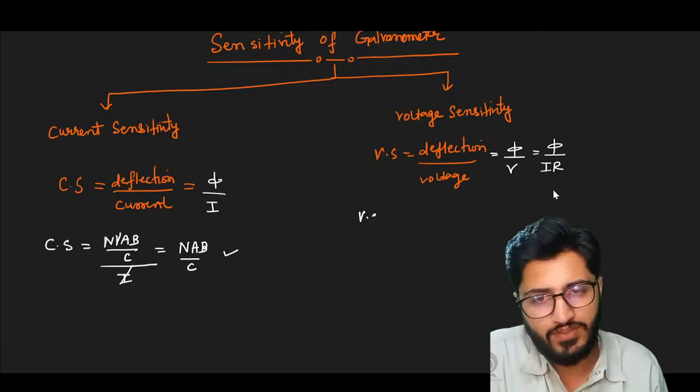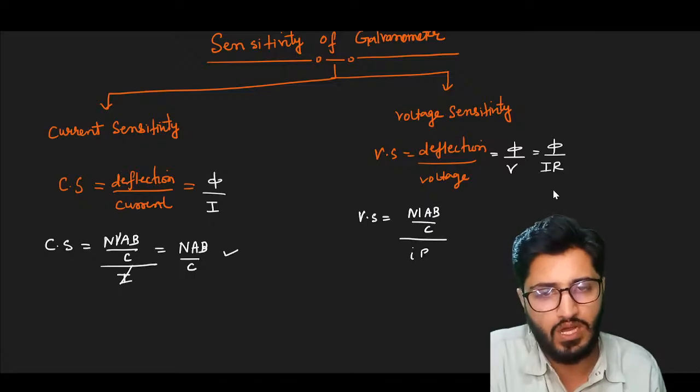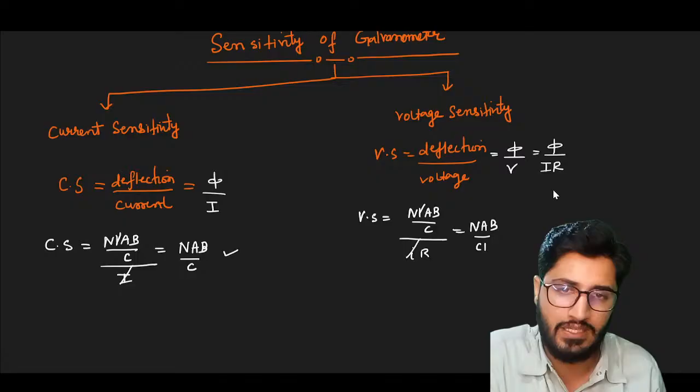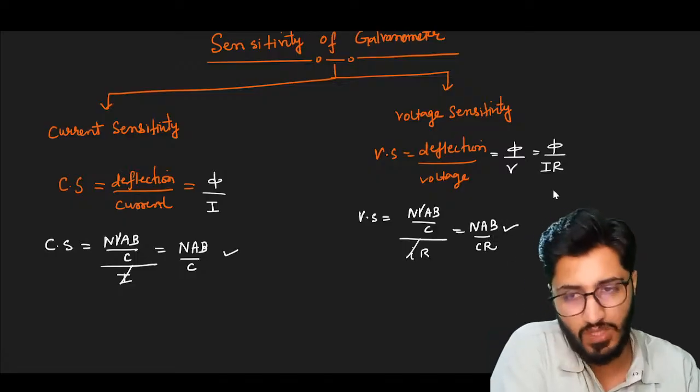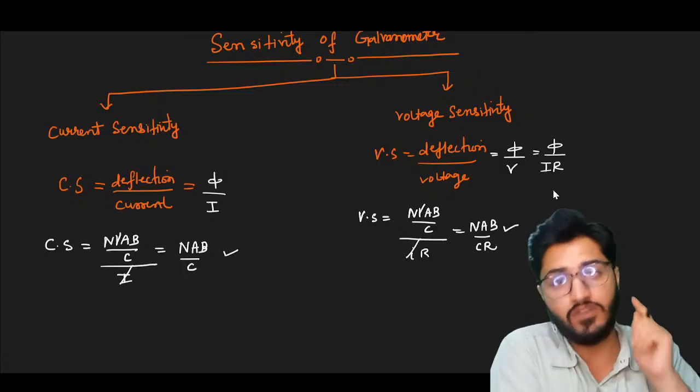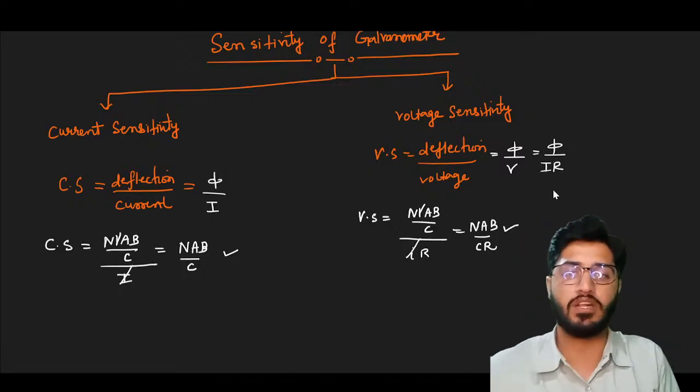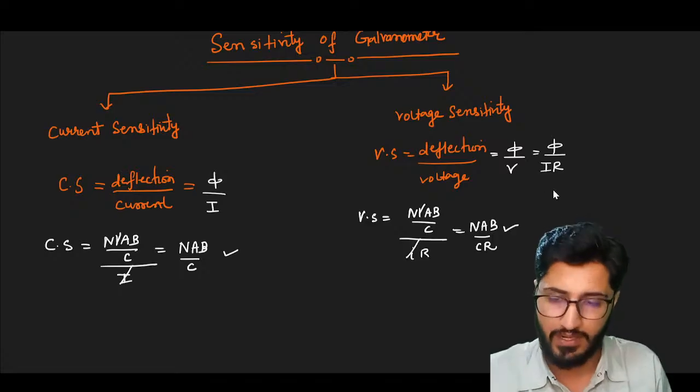This one, voltage sensitiveness, it is phi. Phi is NIAB by C whole divided by I into R. I cancels out, so my answer came out to be NAB by CR. Now, based on the sensitivity of the galvanometer, we have one simple numerical.